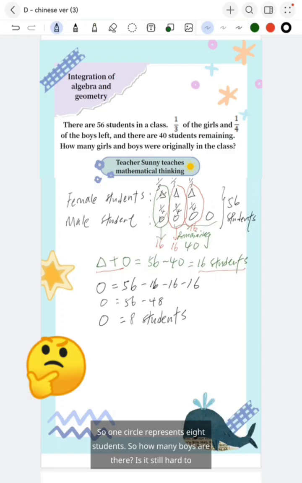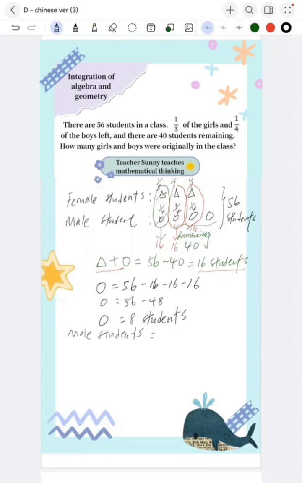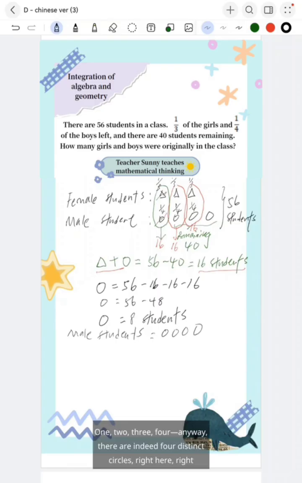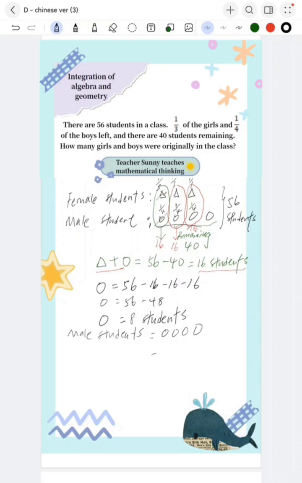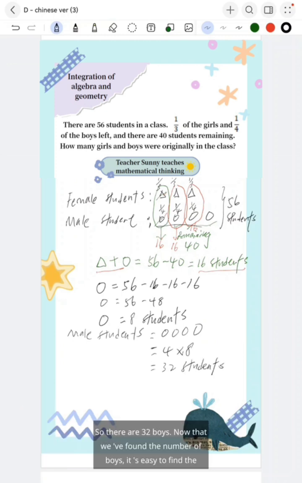So how many boys are there? Is it still hard to solve? Not at all, because we know that for boys, there are 4 circles. Boys have 4 circles. 1, 2, 3, 4. There are 4 circles, specifically for the boys. So how much is that total amount equal to? 4 times 8 students. That equals 32 students. So there are 32 boys.